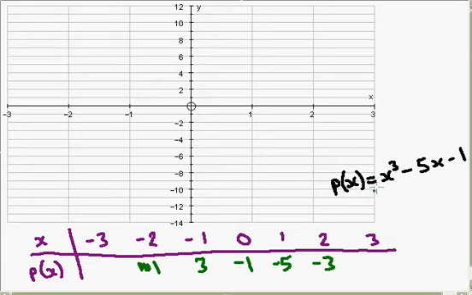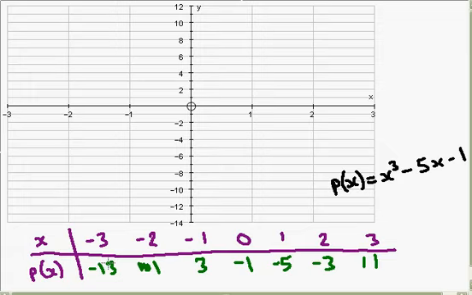When x is 3, we get 27 take away 15 take away 1, which is 11. Okay. And when x is -3, we get -27 plus 15 take away 1, which is -13. Okay. So we have a series of values for x and a series of values for p of x.